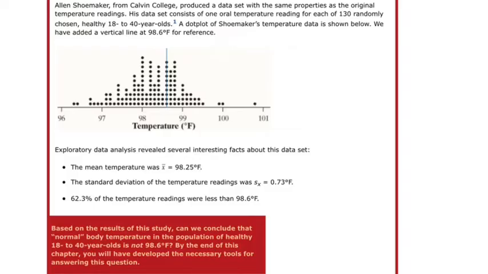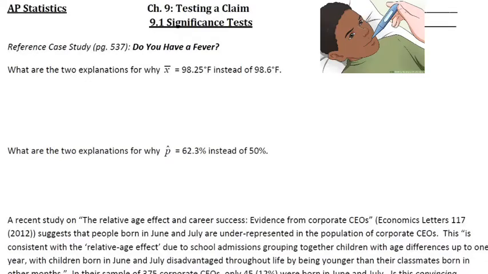Hallelujah. So back to the notes here, and of course I have an illustration of some kid getting his temperature taken. It says, what are the two explanations for why the sample mean, x-bar, was actually 98.25 degrees Fahrenheit instead of what the accepted value was supposed to be of 98.6 degrees Fahrenheit? So there's two ways out of this. We've talked about these in class a little bit before. Well, either science is wrong and it's below 98.6 degrees Fahrenheit, or it could have just been some sampling variability that we had a group that had a lot of people end up being below that number. So there's two possible explanations here.